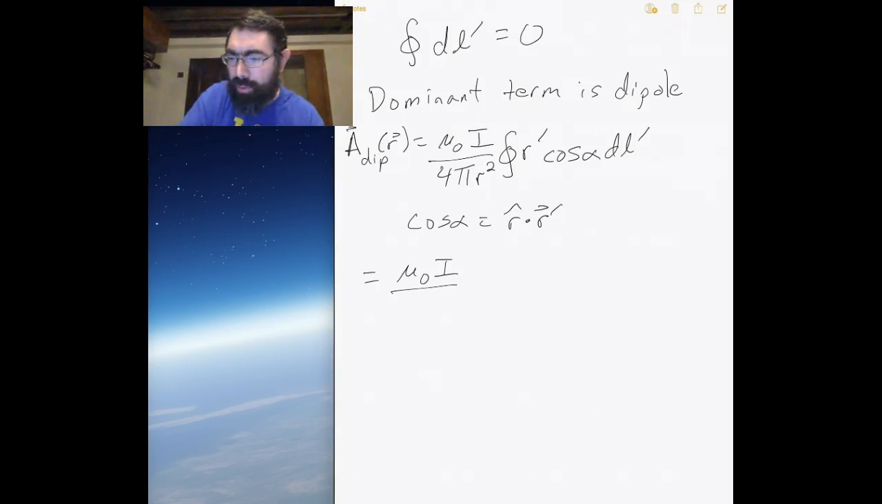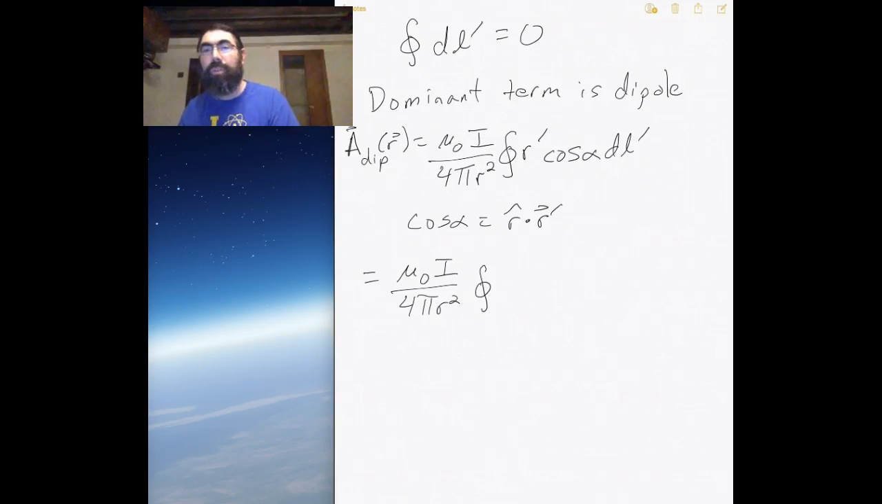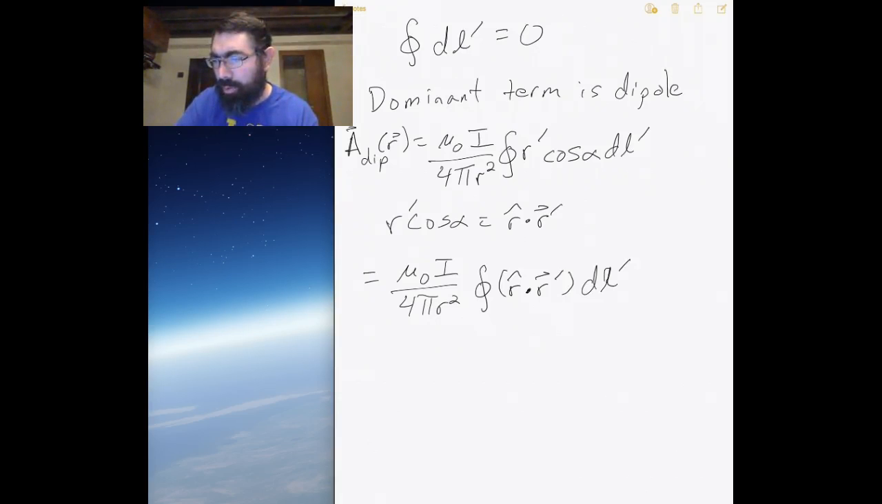Mu 0 I over 4 pi r squared, the integral of r prime cosine alpha. Sorry, r prime cosine alpha is this dot product. So that's why there's a unit vector in r, because there's no r term in front of the cosine. There's only the r prime term. So that means we now have r hat dotted into r prime, and we're going to integrate over the primes.